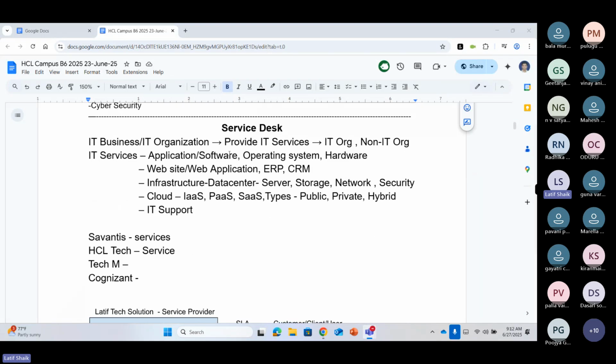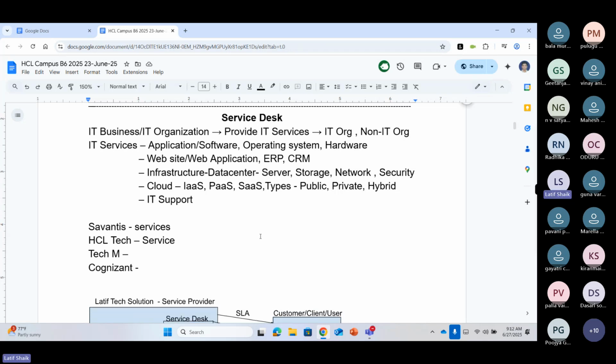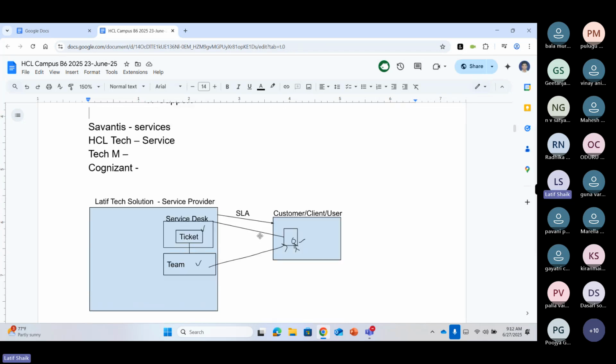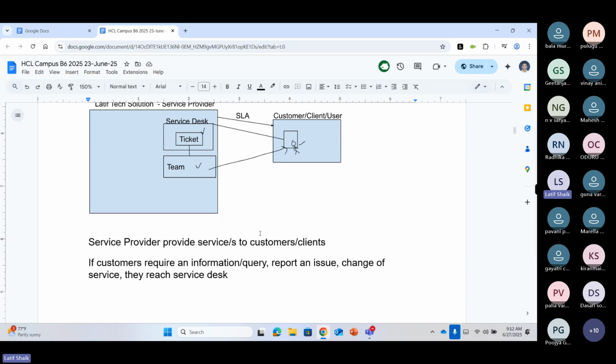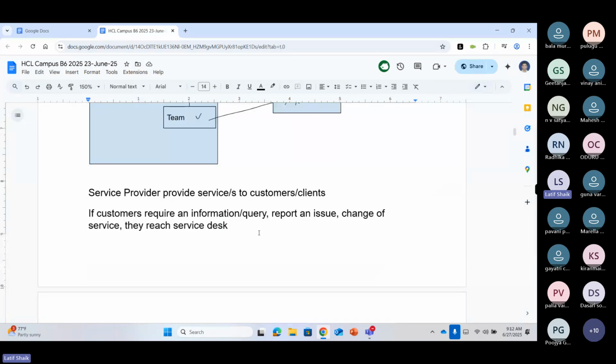Then we have also shown the monitoring kind of stuff, okay. So once again, what are the points, and what are the small things we'll fulfill first, then we'll move on to the next one, okay. So different services by the IT organizations. You can also check what Savantis is providing, what kind of services.